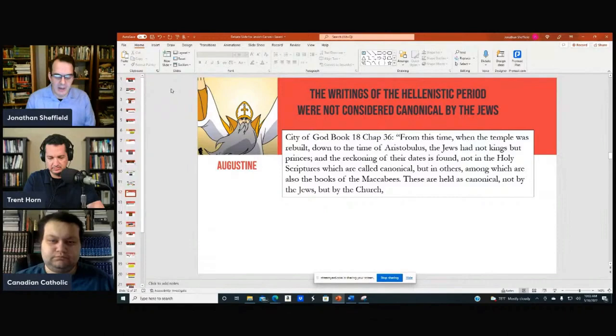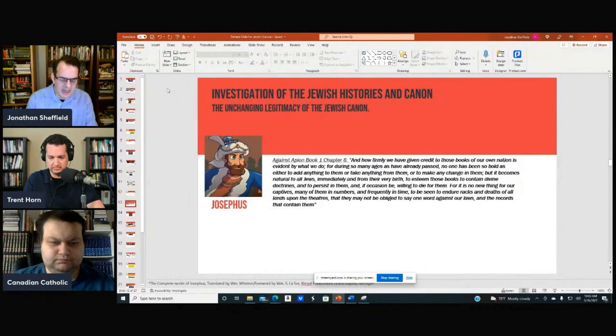Augustine, in the City of God, makes the same observation, reinforcing that the Jewish writings from the time of the Second Temple down through the Maccabean line of Aristobulus were not classified as canonical by the Jews, especially as it relates to Maccabees.